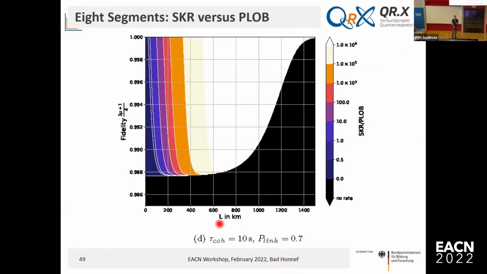You can see for the good values, a coherence time of 10 seconds and link coupling efficiency of 70%, and a sufficiently high state and gate fidelity, we have a fairly big wide regime, and you can see the distances are already fairly large here, like 800 kilometers, because now we have 8 segments. So we put a station every 100 kilometers. We have a good scaling, and we get a big improvement over PLOB.